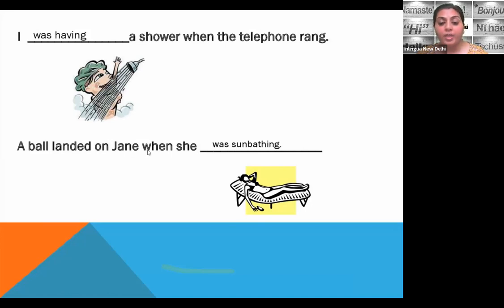A ball landed on Jane when she was sunbathing, or while she was sunbathing, because sunbathing is a long action. A ball landed on Jane when she was sunbathing. A ball landed on Jane while she was sunbathing. Both are correct. Look at the first sentence. I was having a shower when the telephone rang. But you cannot say, I was having a shower while the telephone rang. Telephone ringing is a sudden action. It is not a long action. You can say, the telephone rang while I was having a shower. That you can do. Okay.